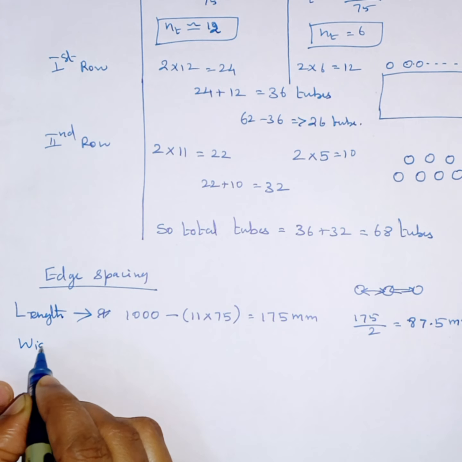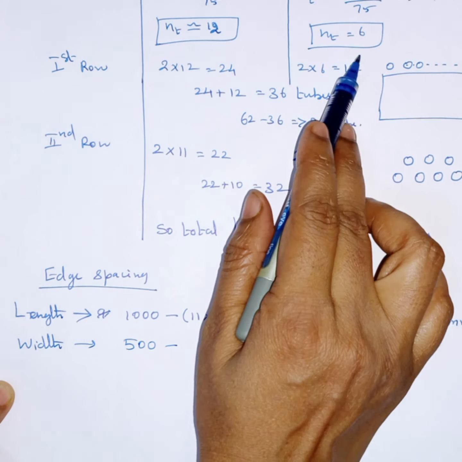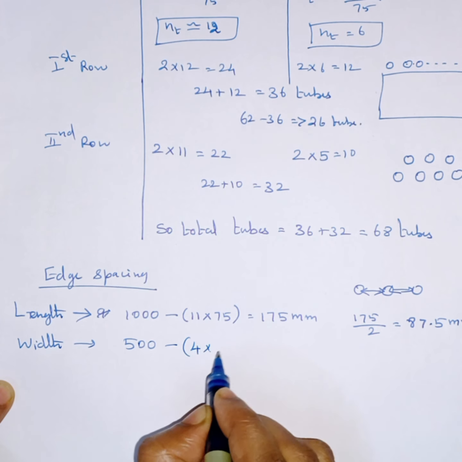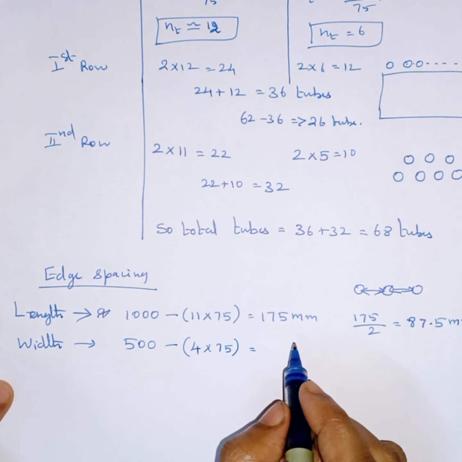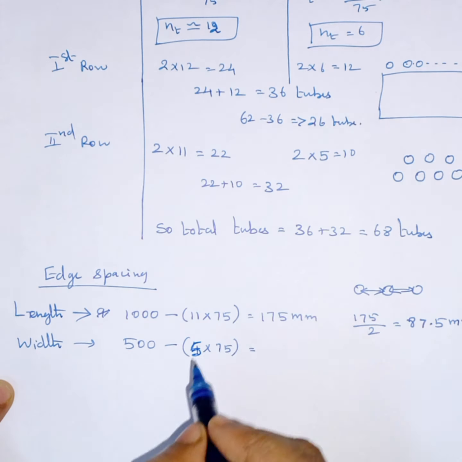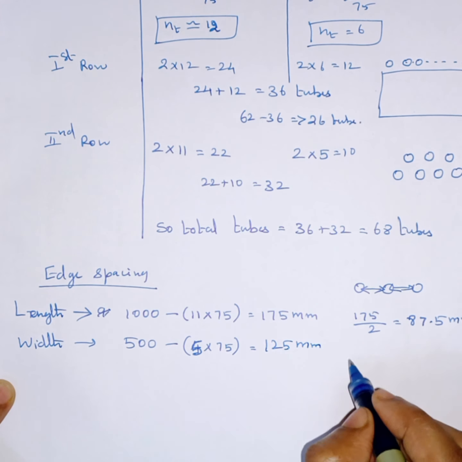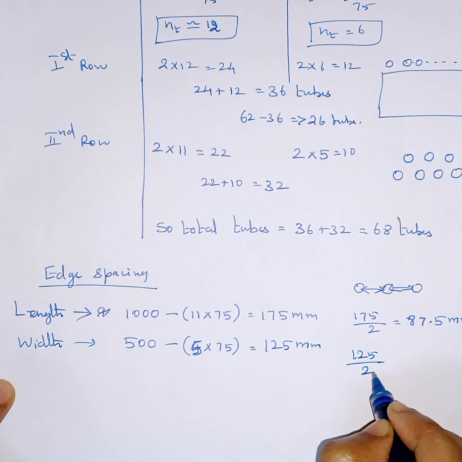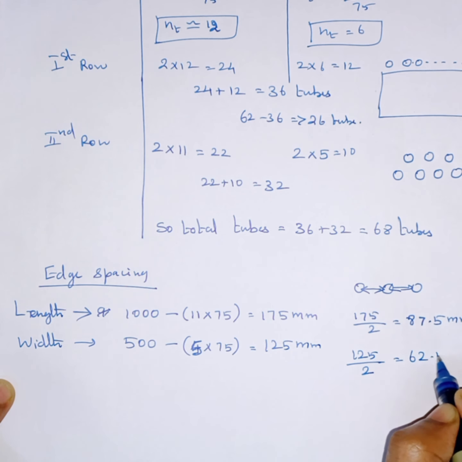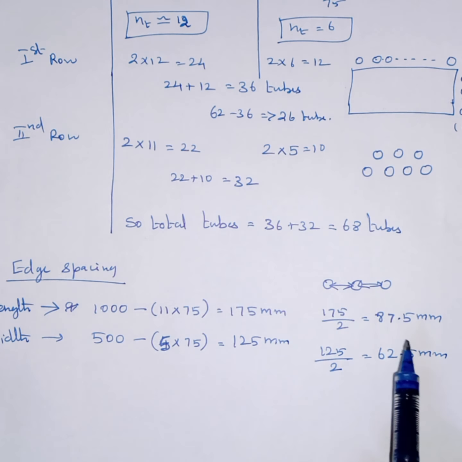Similarly for the width. Total width is 500. I have provided 6 tubes, so the spacing is 5 into 75, which is 375 mm, leaving 125 mm. For both the ends, 125 by 2 gives 62.5 mm. So along the length, at both edges I have 87.5 mm, and along the width, at both edges I have 62.5 mm.